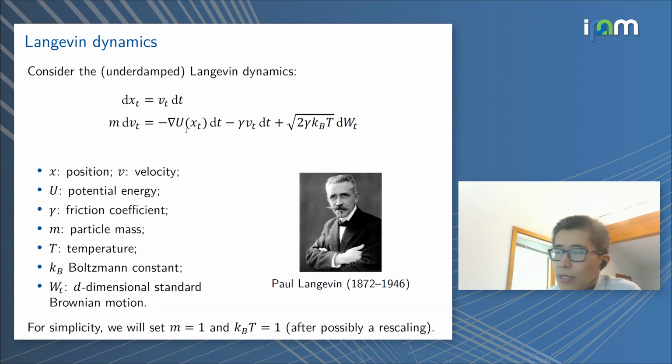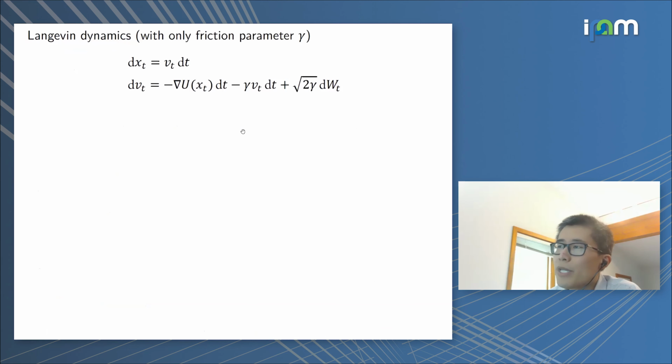For simplicity of notation, and also to highlight the main part, from now on I will set all the physical parameters except gamma to be 1, after some possible non-dimensionalization and rescaling of the equations. So in the end of the day, this is the Langevin dynamics we are going to consider, with only the friction parameter gamma being a free parameter here. All right?